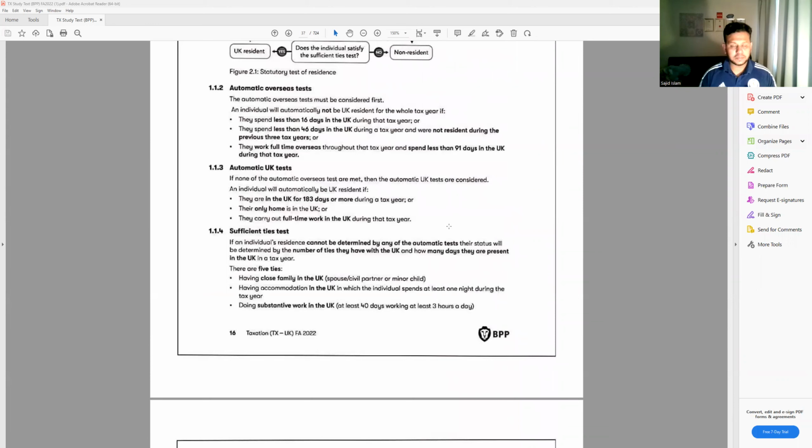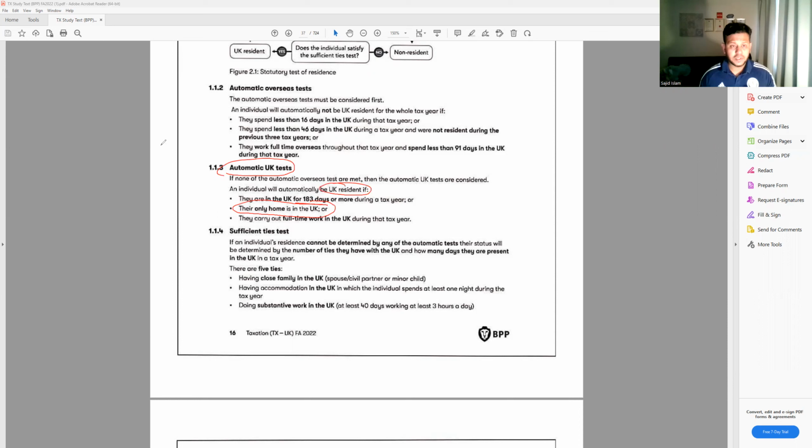So now we'll look at the automatic UK test, the next one. It says if someone lives 183 days, he didn't live 183 days for this tax year, it is less than that, but they have their only home in the UK. So this one is satisfied. Now he has the only home in the UK. So if you have your only home in the UK, that means you are satisfying the automatic UK test. And if it is that, then he will be treated as a UK resident.